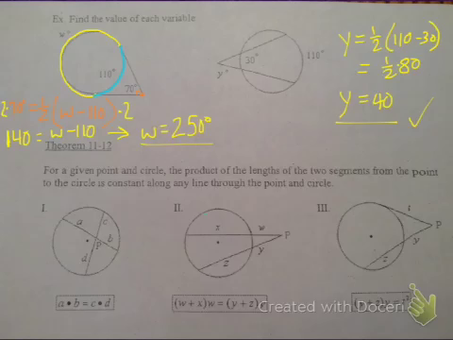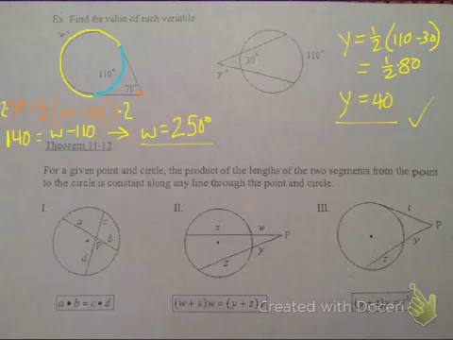Okay, great. So our next theorem, and our last theorem for this unit, Theorem 1112 says for a given point and circle, the product of the lengths of the 2 segments from the point to the circle is constant along any line through the point and circle. It's a mouthful. What does that mean? Well, we've got, again, 3 different scenarios. So let's take a look at each one separately.